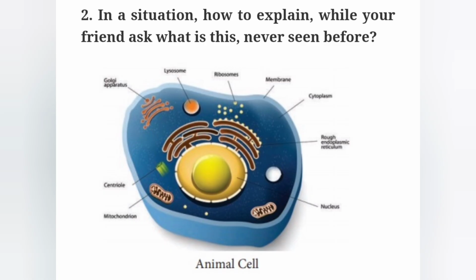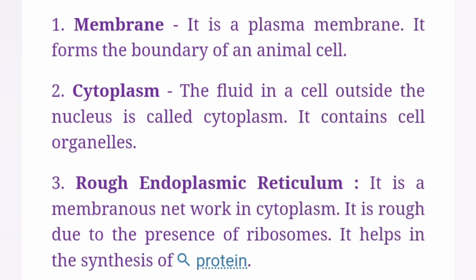Second question, in a situation where your friend asks, what is this, I have never seen it before? You have to draw this one, the animal cell. Answer, first point, membrane. It is the plasma membrane. It forms the boundary of animal cells. Second one, cytoplasm. The fluid in a cell outside the nucleus is called cytoplasm. It contains cell organelles. Third point, rough endoplasmic reticulum. It is a membranous network in the cytoplasm. It is rough due to the presence of ribosomes. It helps in the synthesis of protein.